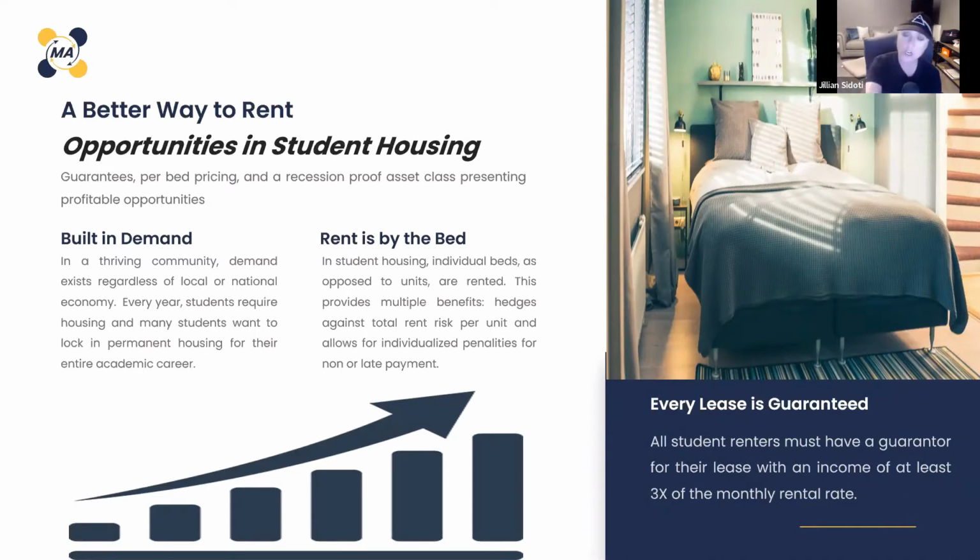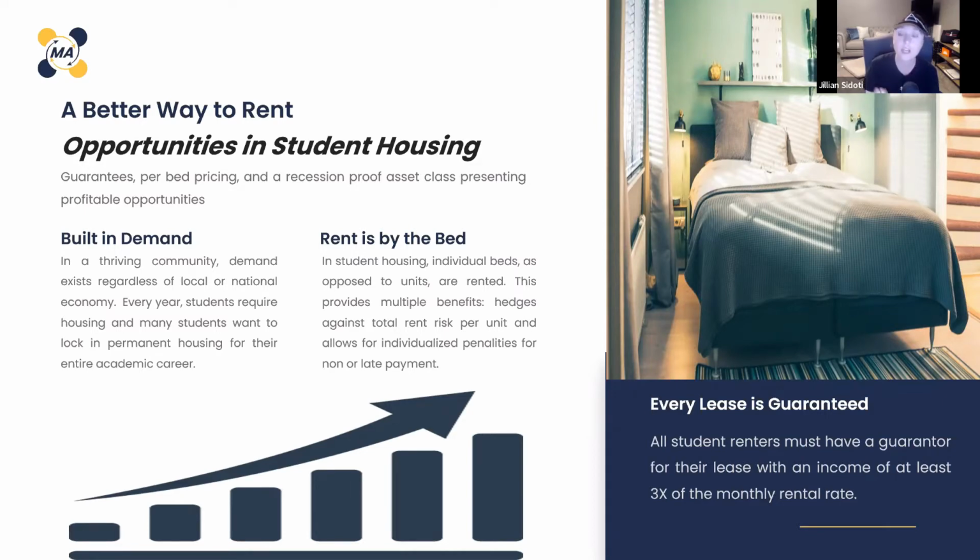And I started with a why of student housing, because student housing has incredible opportunities, built-in demand, and the rent is by the bed. So overall, when you normally get $1,200 for a unit, because we're charging by the bed, we would get $1,600 per unit. And every lease is guaranteed because every student has to have a guarantor for their lease with an income of at least 3 times the monthly rental rate. So you can read this on here.